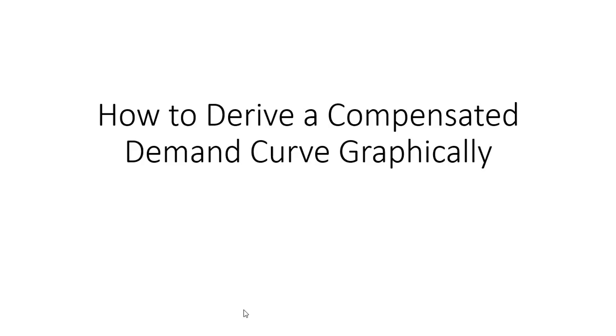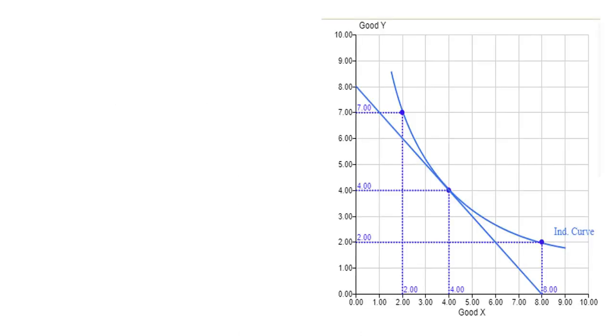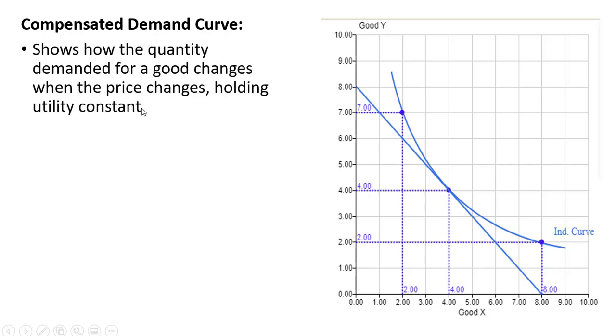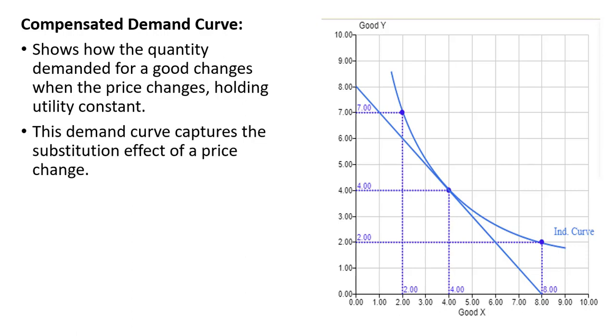Hello, let's derive a compensated demand curve graphically. First, what is a compensated demand curve? It shows how the quantity demanded for a good changes when the price changes, holding utility constant. This demand curve captures the substitution effect of a price change, also called the Hicksian demand curve.